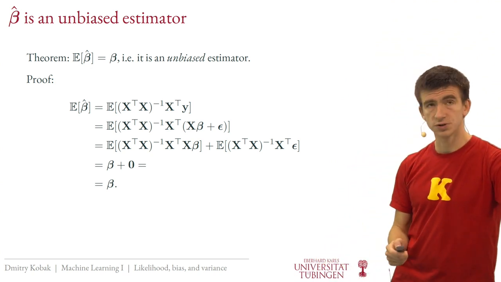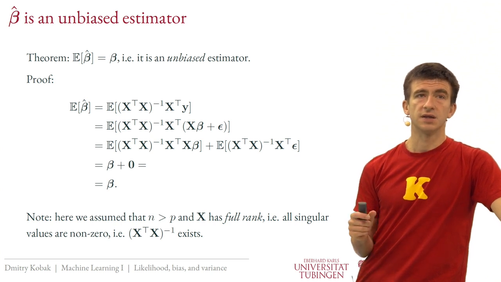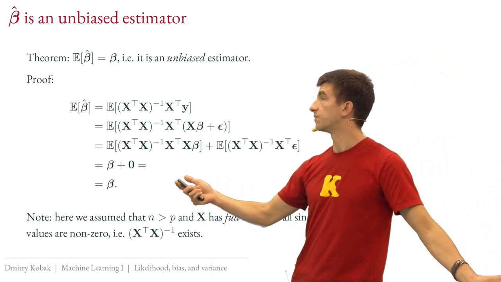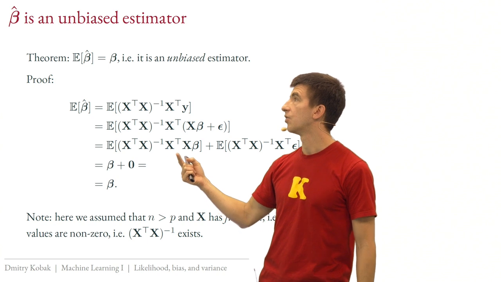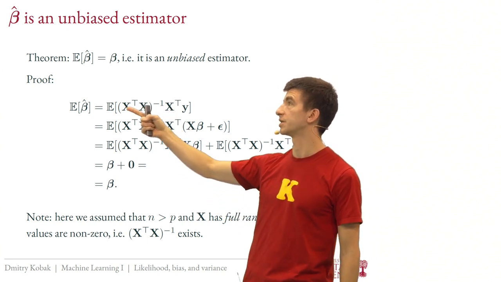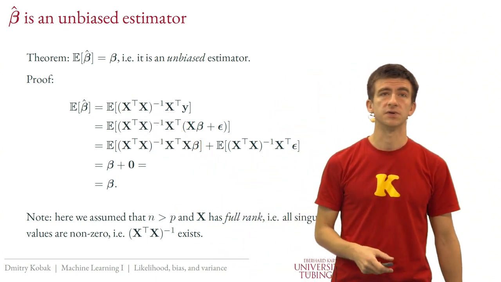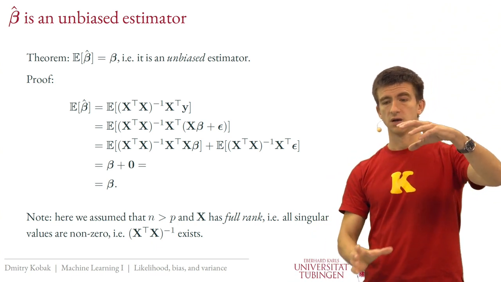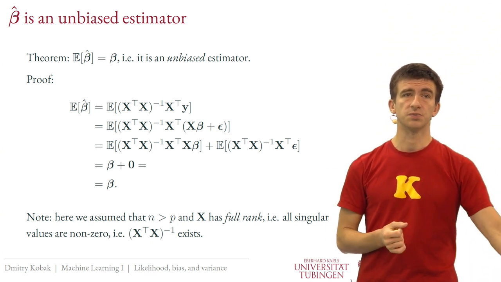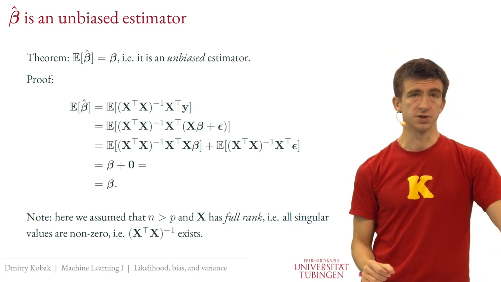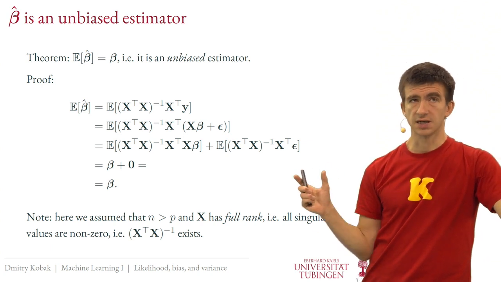The beta hat, the ordinary least squares estimator, is an unbiased estimator. Note, as a remark, that this proof works out only if I can actually say that (X transpose X) to the minus 1 and X transpose X cancel out. In fact, even the formula above, the first step already, only makes sense if X transpose X is an invertible matrix, right? So this means that X has to have more rows than columns. The sample size has to be larger than the number of predictors, and there should not be any singular values that are equal to zero. This is called a full rank matrix X. So this is just an assumption behind this entire thing.